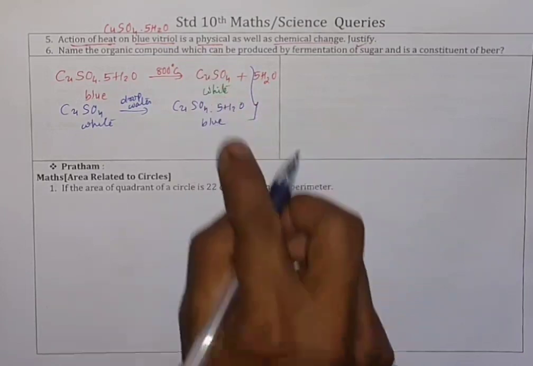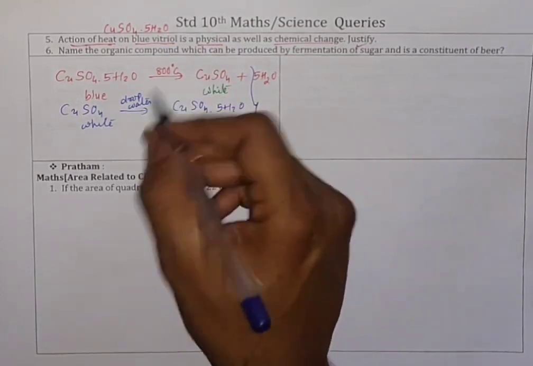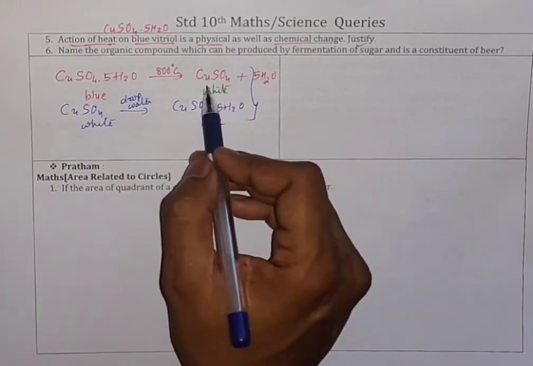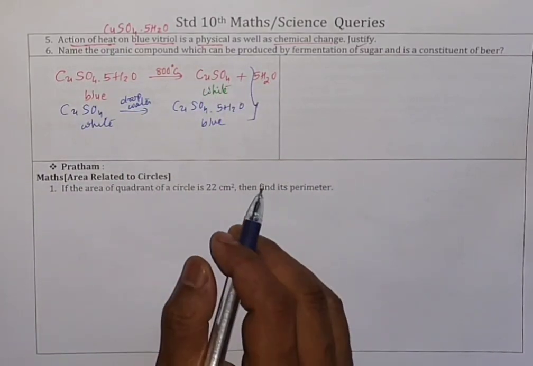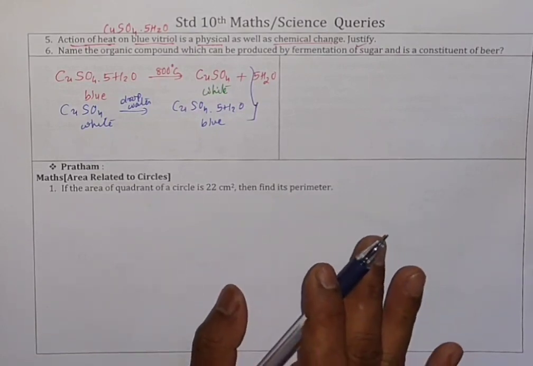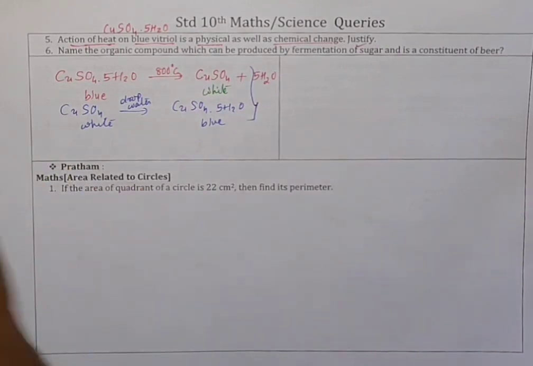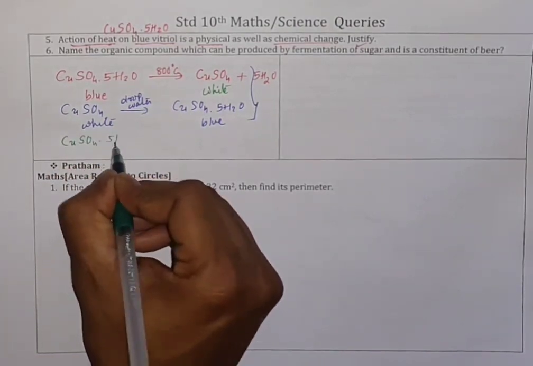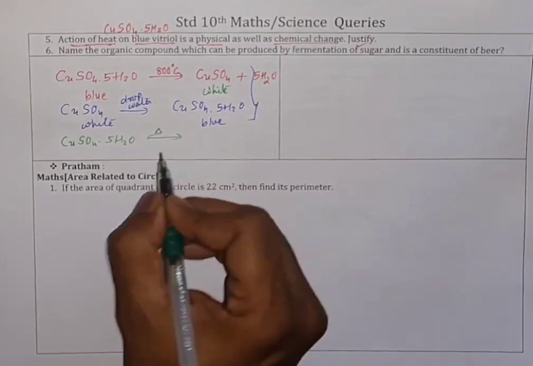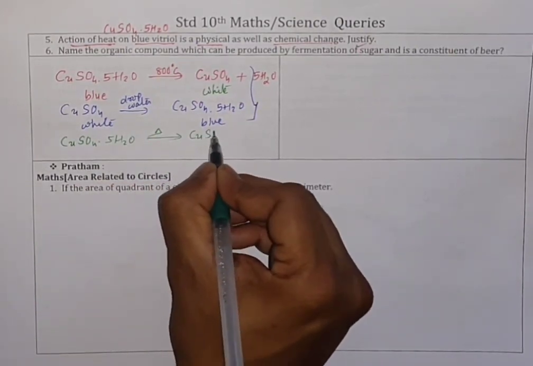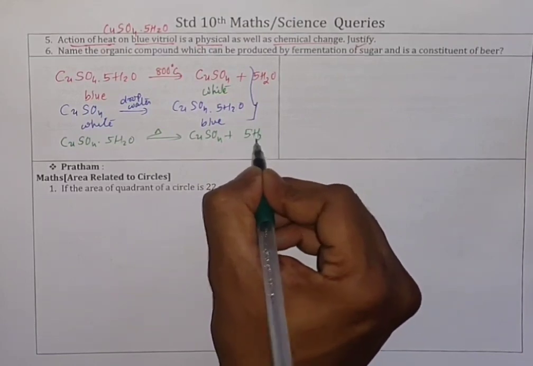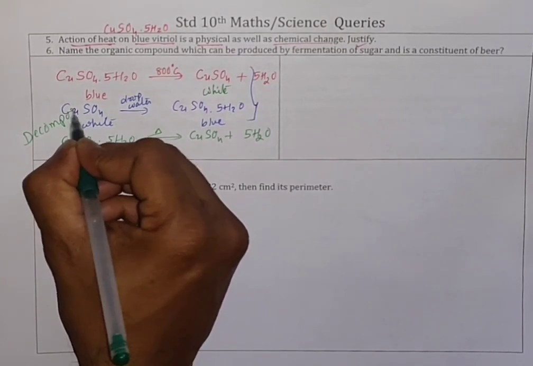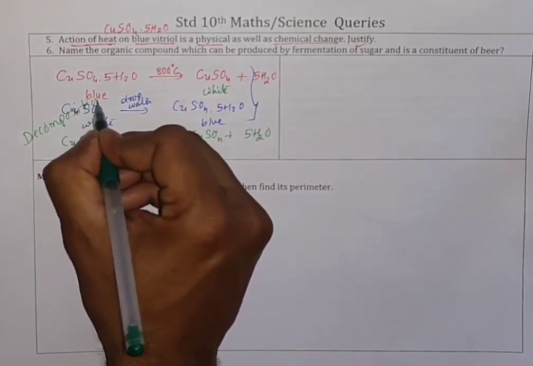That's why we say it's a physical change. We have heated here, so blue turns into white, and on dropping water, white turns into blue again. So this is simply a physical change. But when you heat CuSO4·5H2O at high temperature, of course you get copper sulfate, and the 5 molecules of water are removed. So decomposition takes place, children. Decomposition of copper sulfate takes place.